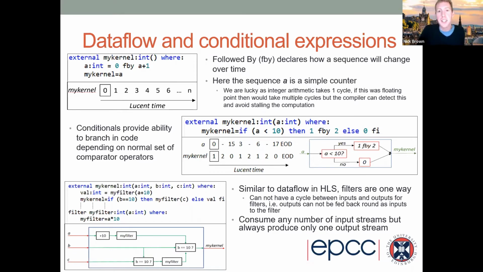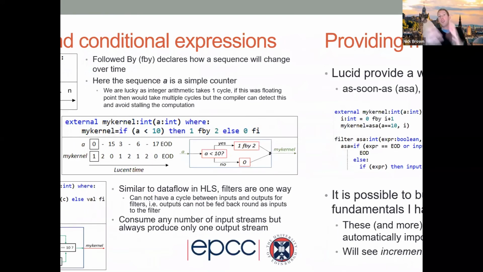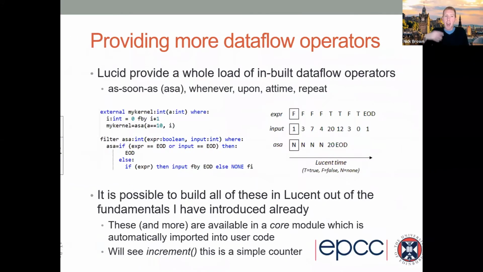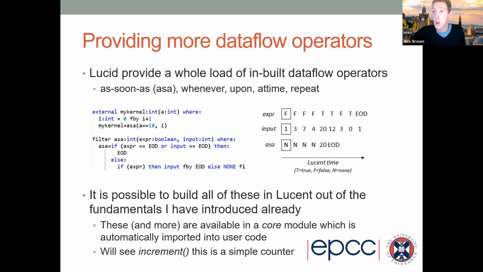And most importantly, in their book that they wrote about Lucid, they had a whole bunch of additional data flow operators that they'd hard-coded into their language. And we realized that actually, you know what? Based on these fundamentals, we simply don't need to do that. We can build all of these out of those basic building blocks and provide them in the language itself, keeping that core compiler, that core language, as simple as possible.